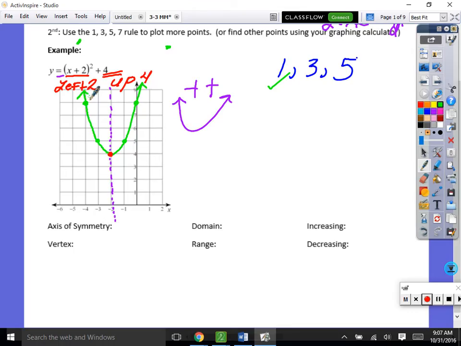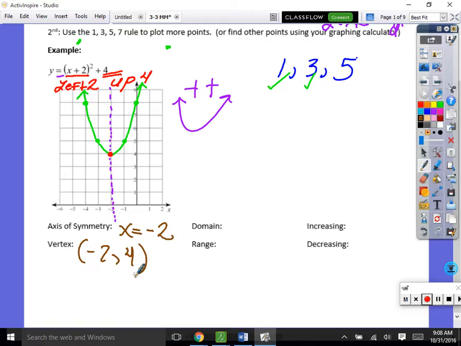So now let's tell our domain. Let's go through and answer these questions. Axis of symmetry is the x value. So x is equal to -2, right, everybody? And our vertex is at the point -2, up 4. Any questions on that?